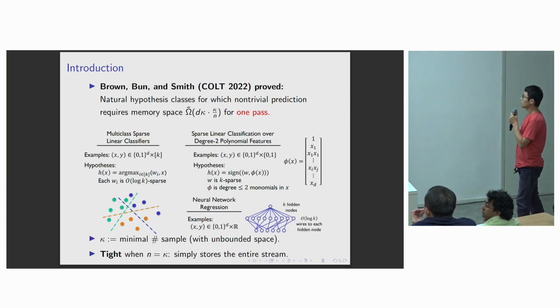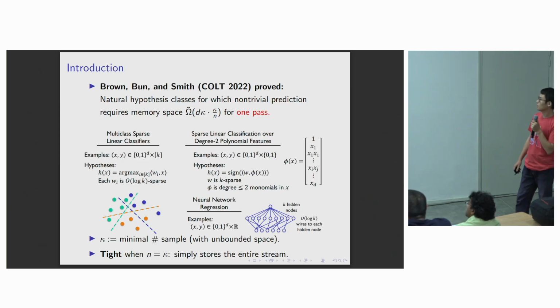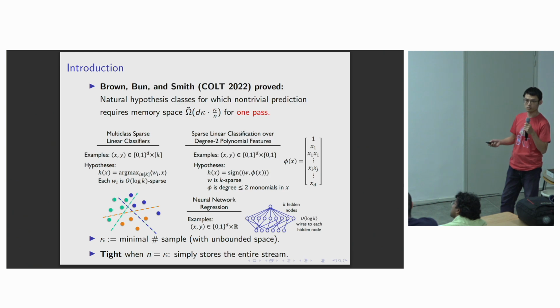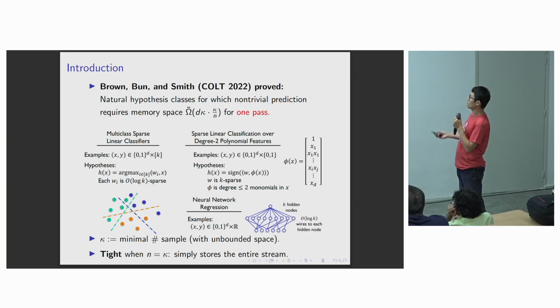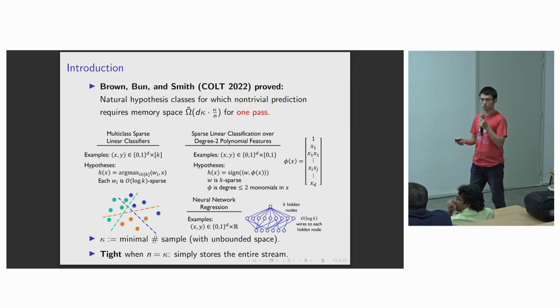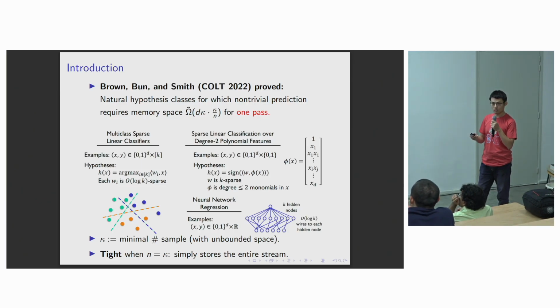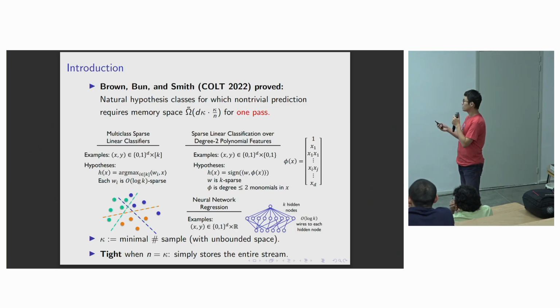In a previous paper, Brown and Smith studied this topic in the one-pass setting. They proved that for several hypothesis classes, such as neural network regression, any one-pass streaming algorithm needs at least d kappa squared over n bits of space to learn this concept class. Note that the kappa here is actually the sample capacity when the space is unbounded. So we can see that if n equals kappa, then this bound is tight, since the algorithm has enough space to store the whole data.